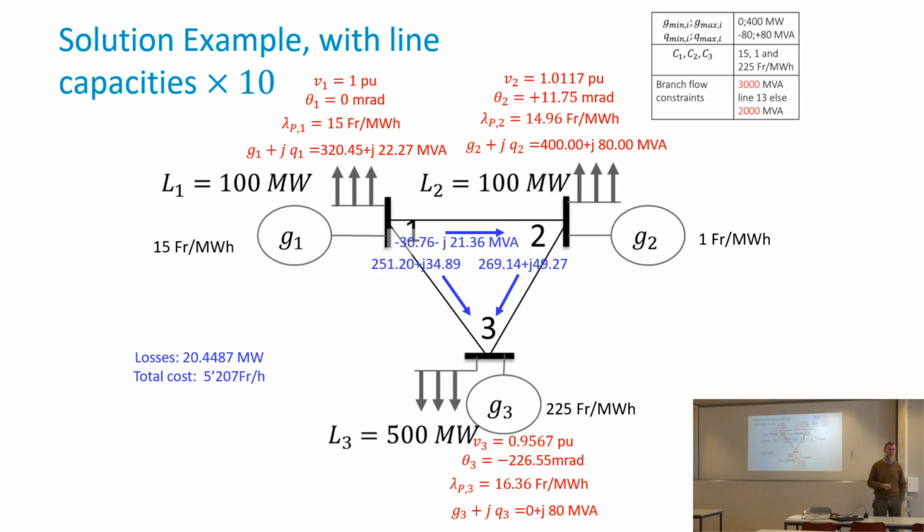Yes, question? Yes, the blue arrows, what do they represent? The blue arrows mean that the value that I'm giving here is the value of the complex power at the beginning of the arrow. Okay. So it's minus 30, that means it flows in the reverse direction. There is active power flowing from 2 to 1, from 2 to 3, and from 1 to 3. The big demand is in 3. The big generation, the cheap generation, is in 2.